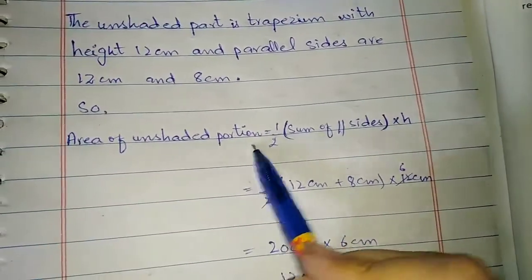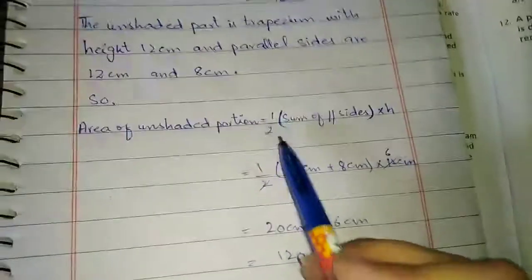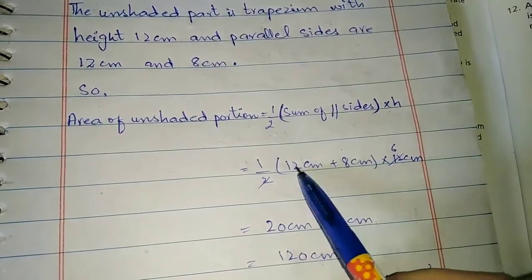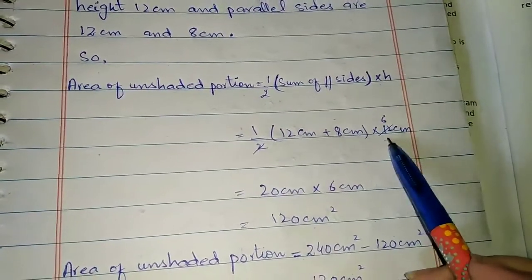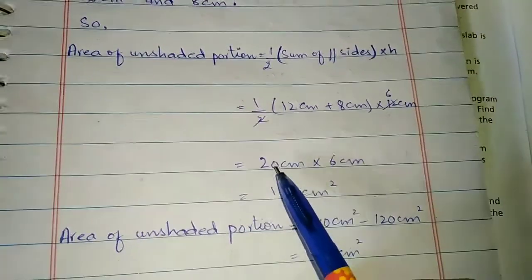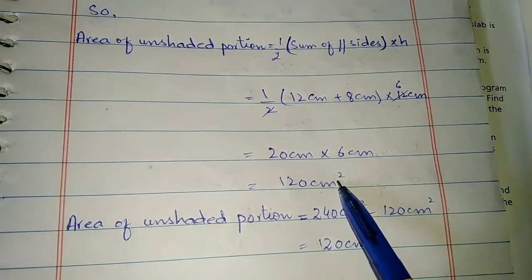So the area of the unshaded portion is equal to 1/2 times the sum of parallel sides multiplied by height. 1/2 times the sum of parallel sides, 12 centimeter plus 8 centimeter, and the height is 12 centimeter. 2 ones are 2, 2 sixes are 12, and 12 plus 8 centimeter is equal to 20 centimeter multiplied by 6 centimeter, and the answer is 120 centimeter square.